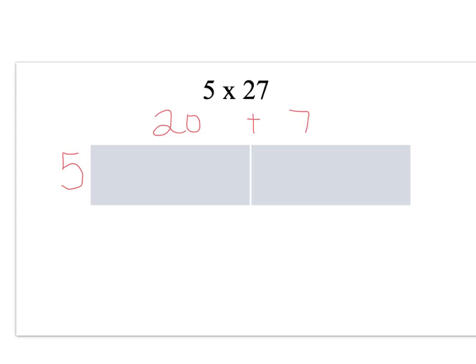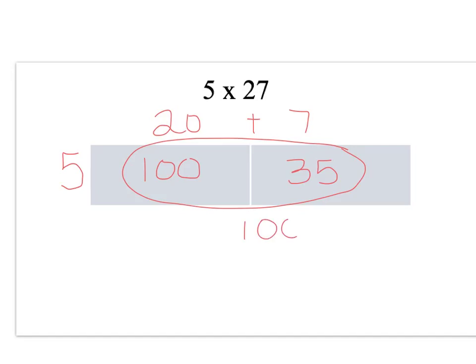And then I can multiply 5 times 20, and it equals 100. 5 times 7 is 35. Now the student just needs to add the two partial products, 100 plus 35 equals 135. So the product of 5 times 27 is equal to 135.